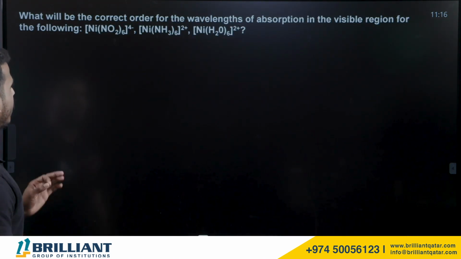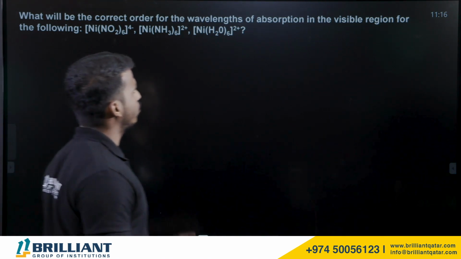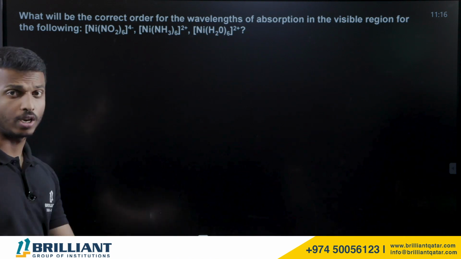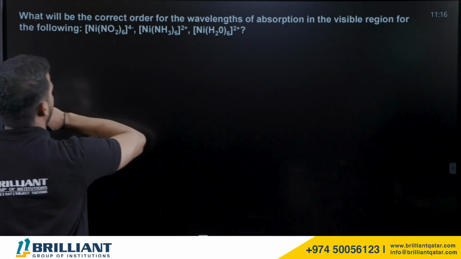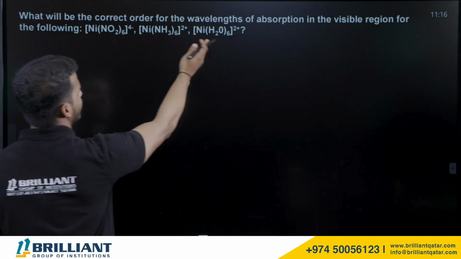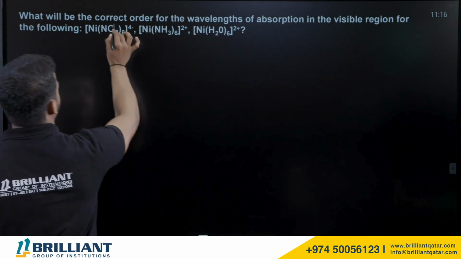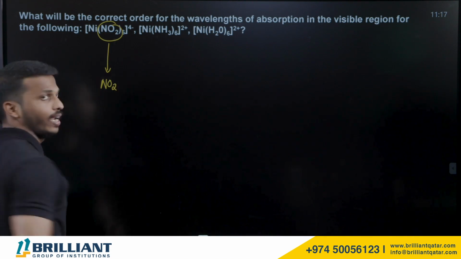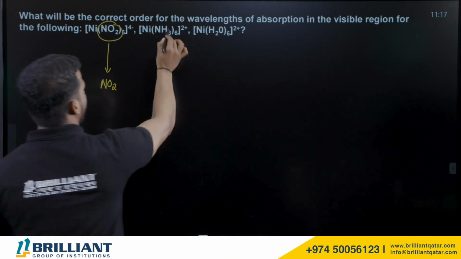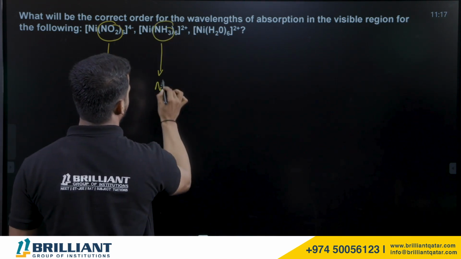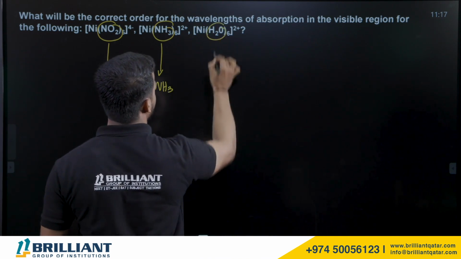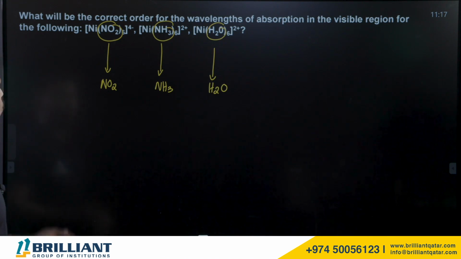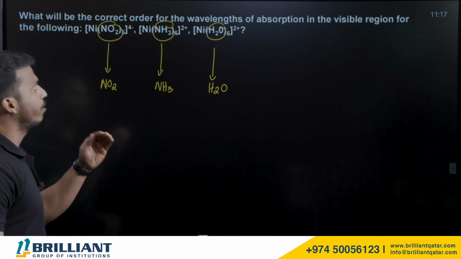What will be the correct order for the wavelength of absorption in the visible region for the following? A special question. I'm taking the complexes one by one. Here all metals are the same, right? Nickel, nickel, nickel. Here the ligand is NO2. What is the NO2 ligand called? Nitrito-N. Here the ligand is amine, NH3. Here the ligand is aqua, water, H2O. Question, what will be the correct order of the wavelength?